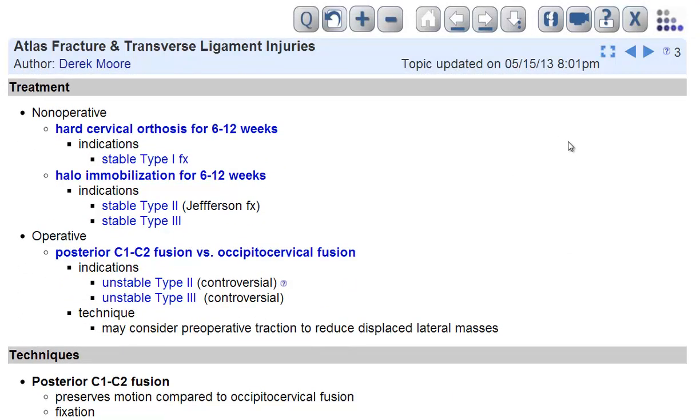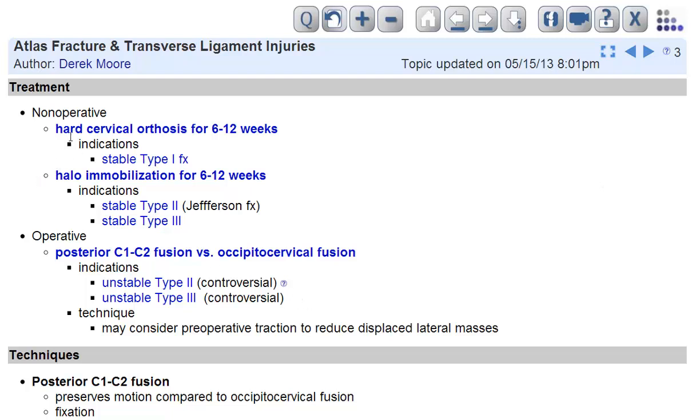All right, so now we're going to talk about treatment. It's very unlikely that they're going to ask about treatment of atlas fractures, and the reason for this is treatment is actually quite controversial. There are 3 different treatment options. One is a hard cervical orthosis, the other is putting a patient in a halo, and the last is surgery, either with a posterior C1-2 fusion or occipital cervical fusion.